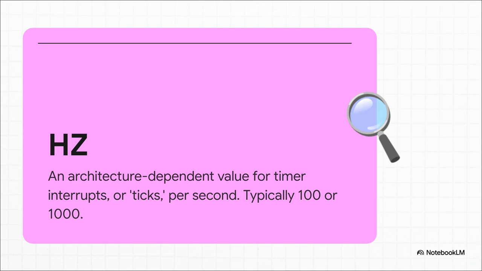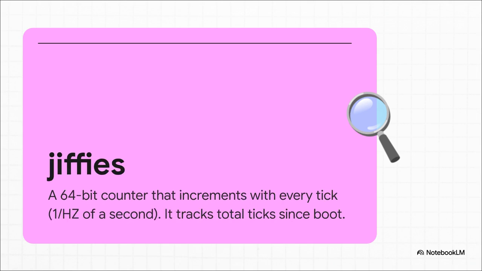Each one of those interrupts is called a tick, and it's the absolute smallest unit of time that the kernel scheduler even thinks in. On most modern PCs, this is happening 1,000 times every single second. And with every single one of those ticks, a master counter called jiffies just goes up by one. It's been counting every single tick since the moment you powered your computer on. So if hertz is the heartbeat, jiffies is the grand total of all those heartbeats. It's the kernel's master clock, and pretty much every time-related thing is built on top of it.